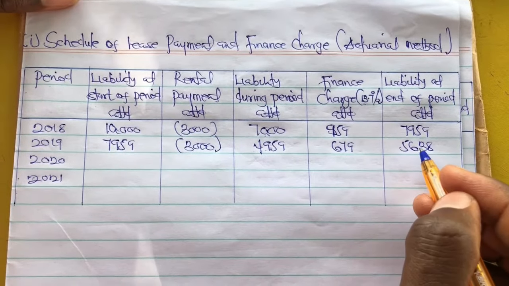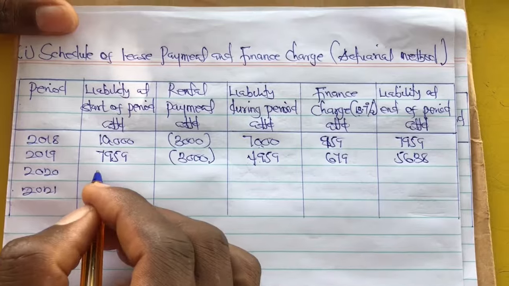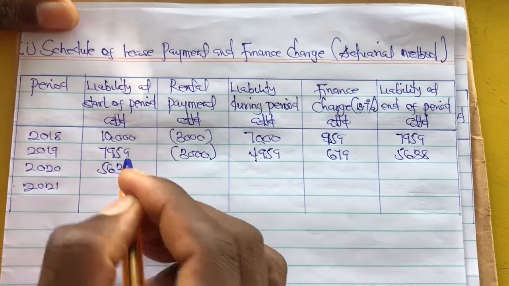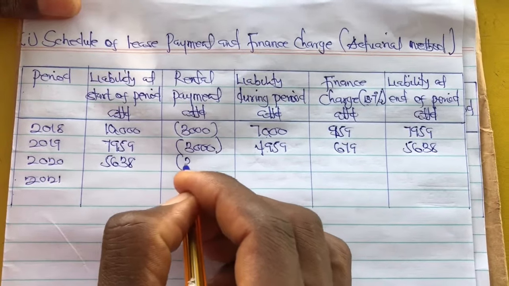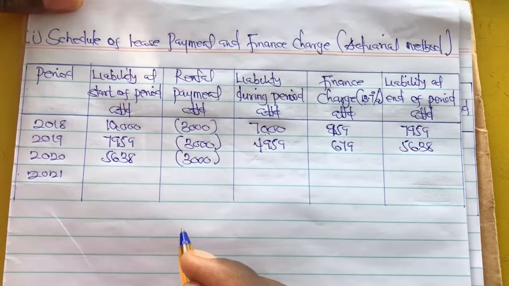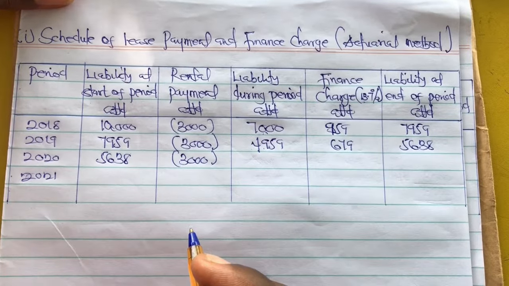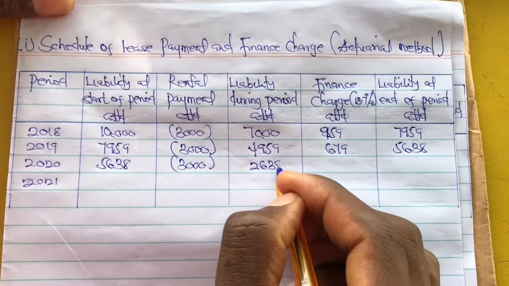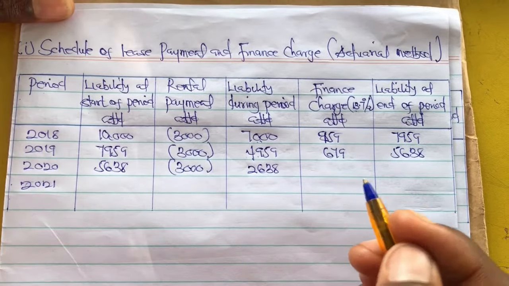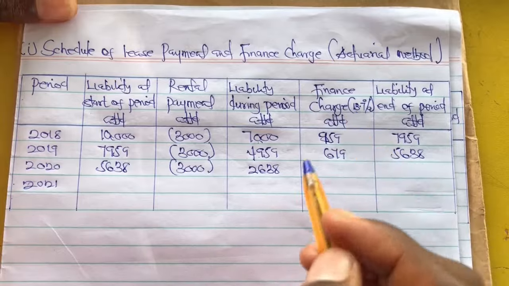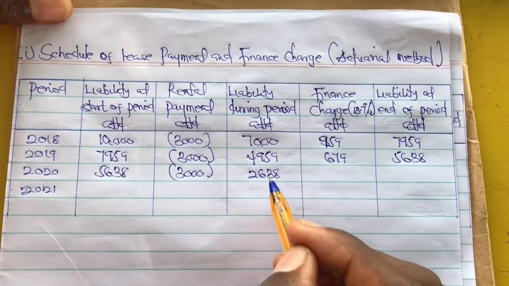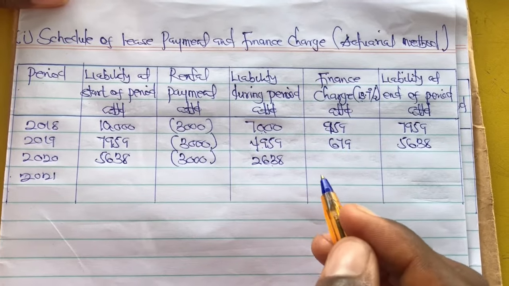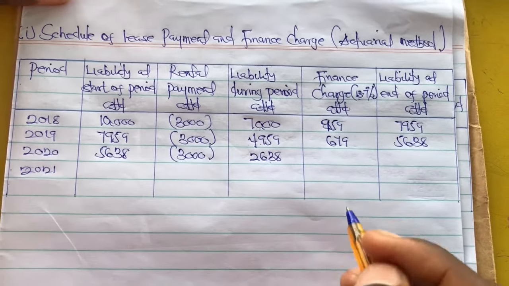The closing liability for 2019 becomes the opening liability for 2020. So 5,638. Then we consider the rental payment. The rental payment from the question is 3,000 Ghana cedis constant. Then we are going to arrive at 2,638 Ghana cedis. Then we apply the interest rate implicit in the lease on the outstanding liability. That is going to give us 361, but we need to round it off.